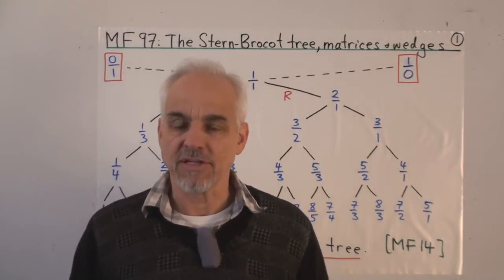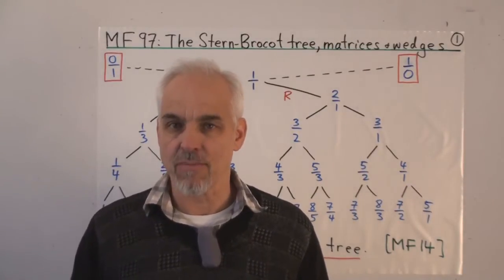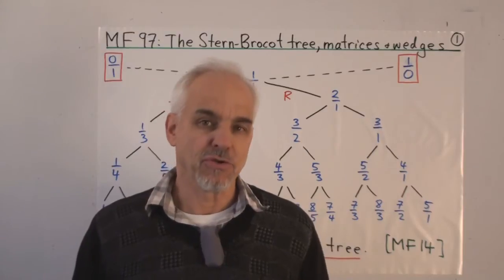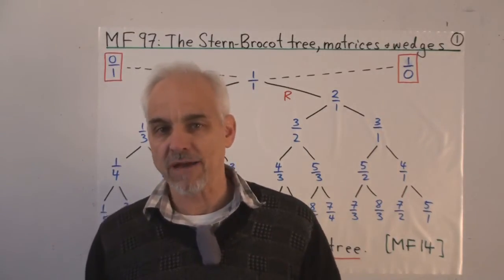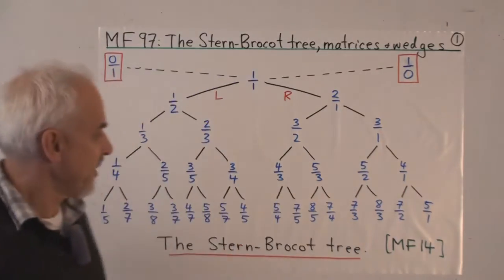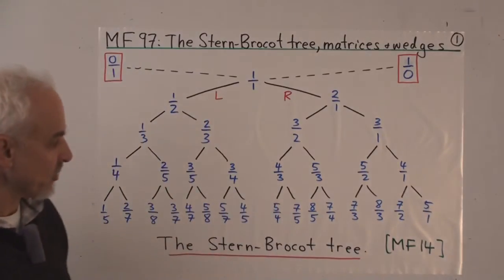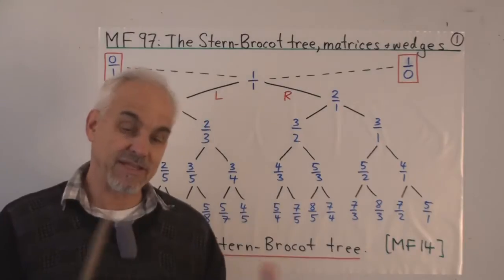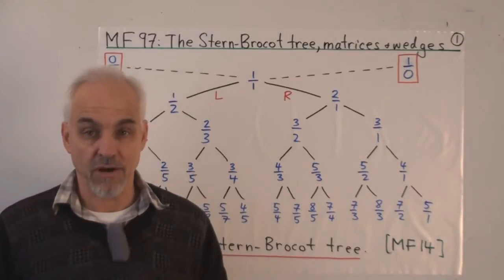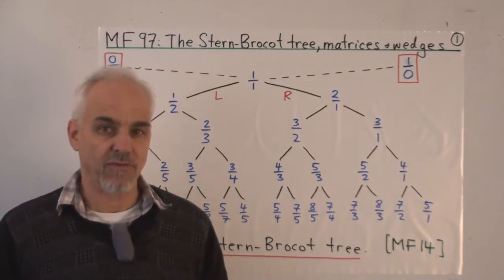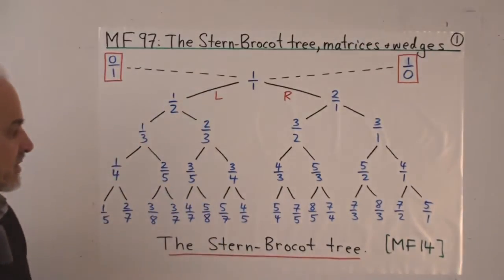We're looking at the deep structure of the rational numbers. And last time I introduced the Stern-Brocot tree, going back to the mid-19th century. This is it right here, and it's an interesting way of exhibiting the rational numbers that are strictly positive, the things that we usually call fractions.